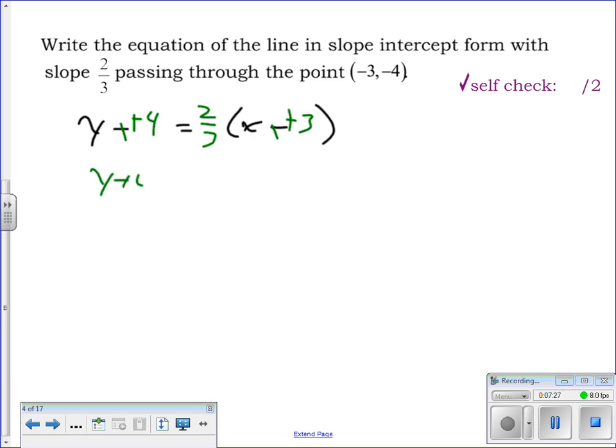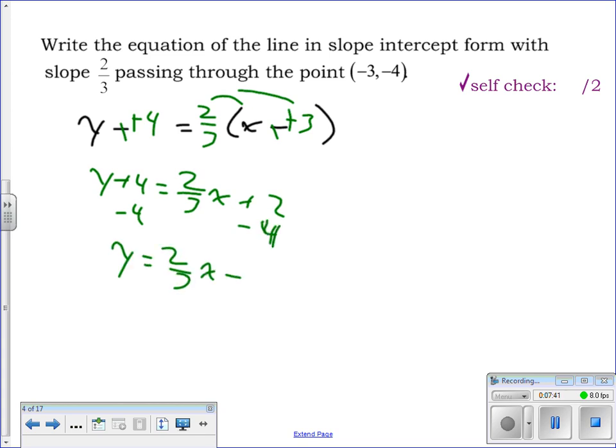Y plus 4 equals, distribute the 2/3, 2/3 x plus 2, subtract 4, y equals 2/3 x minus 2. Piece of cake. I really can't emphasize enough how easy the point-slope formula is to work from. Okay.